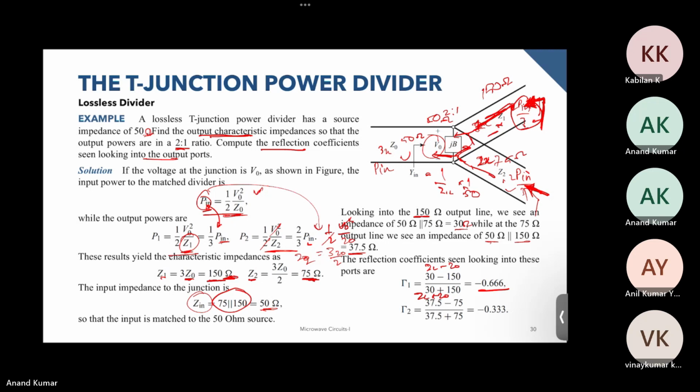And similarly for the reflection coefficient seen from here, gamma 2, and this was gamma 1. This is 75 ohms, and the load impedance is 150 and 50 ohm in parallel, which is 37.5 ohms. So (37.5 minus 75) divided by (37.5 plus 75), and this comes out to be minus 0.33. So I've calculated the reflection coefficients as well. We calculated the input impedances that we were supposed to and the reflection coefficients. So any questions on this example?